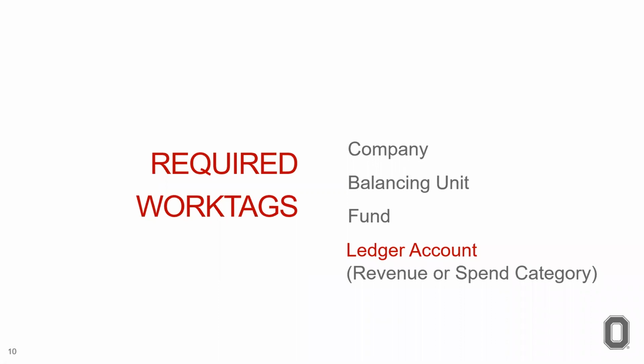Now, back to ledger account, the 4th required work tag. You may recall that for income and expense transactions, the revenue or spend category drives the ledger account. This combination of the 4 required work tags is what allows us to run earnings reports. With that in mind, let's look at the 5 core financial report types.